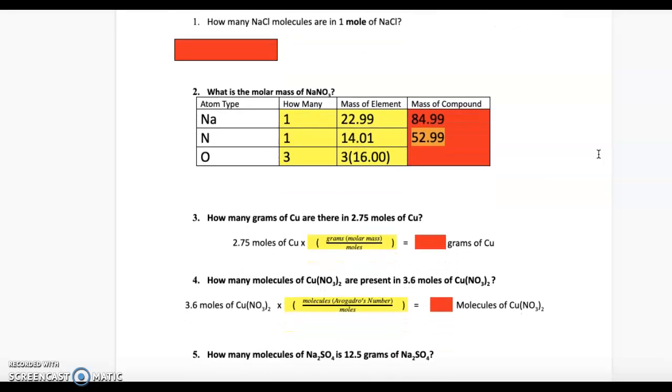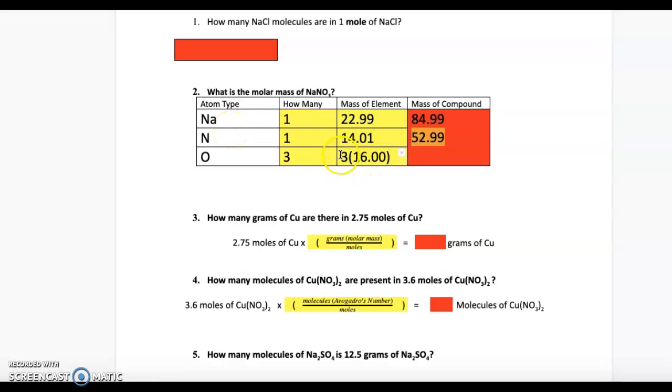Okay. Number two is where I started to see some common errors when you're calculating your molar mass. So everyone got the column of how many. You can do that right from looking at the formula, but then it got a little bit hairy when we went into the mass of each element and then totaling up that molar mass. When you go to find the mass of each element, you look on your periodic table and you see what Na weighs and what N weighs and what O weighs.